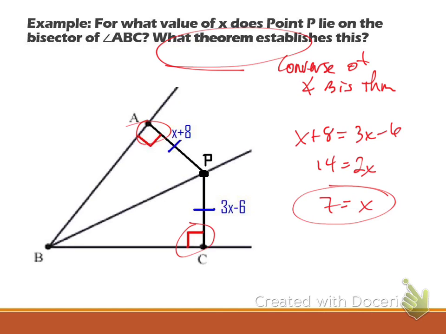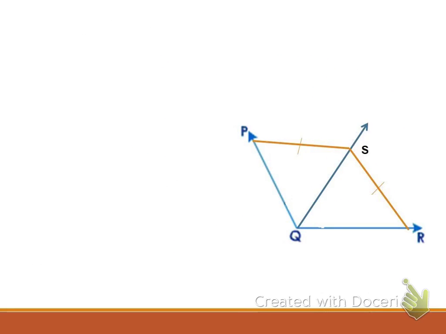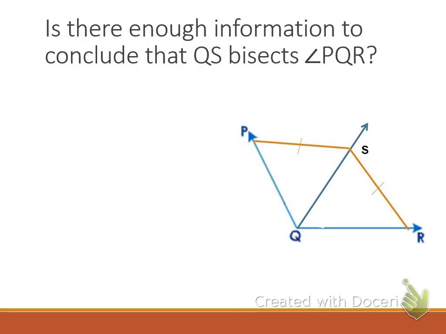And X ends up being 7, right? So now we know that P is on the angle bisector. Another question for you. Next example, right?